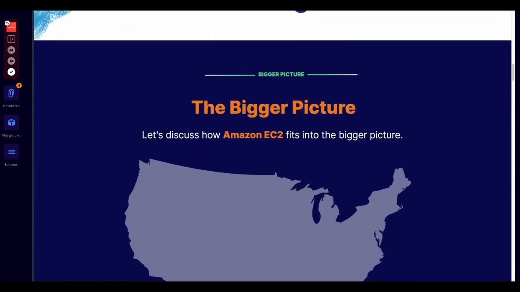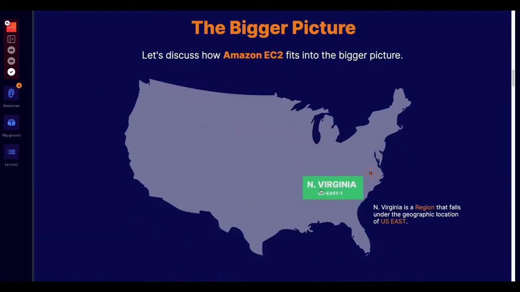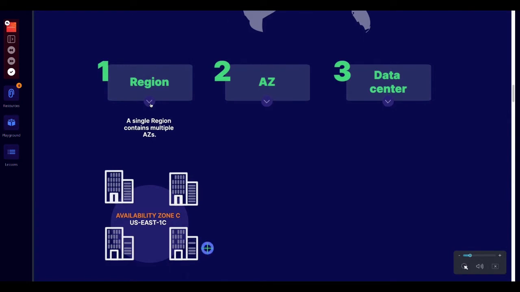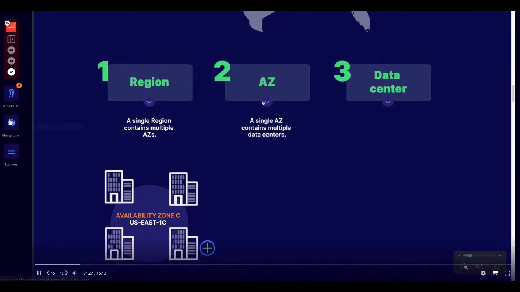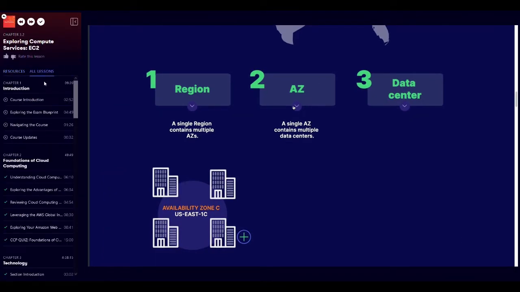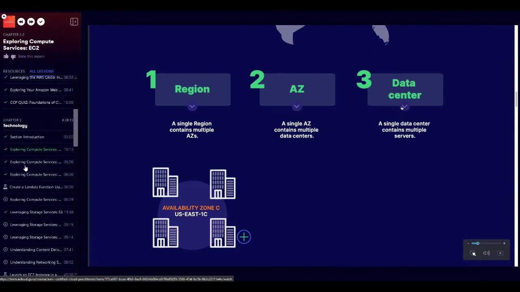Let's talk about the bigger picture. How does EC2 fit into the bigger picture? Now, this section should be a quick review for you. Let's look at the region first. Northern Virginia. It's a region that falls under the geographic location of US East. And remember, a single region contains multiple AZs. And a single AZ, or availability zone, contains multiple data centers. And remember, a data center contains multiple servers.